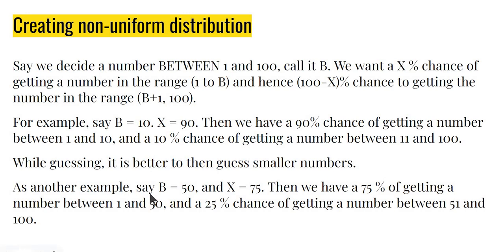One more example, let's say b is 50. In which case I say, okay, x is 75. I want a 75% chance of getting a number between 1 and 50, and a 25% chance of getting a number between 51 and 100. So again, a small chance of getting large numbers, right?